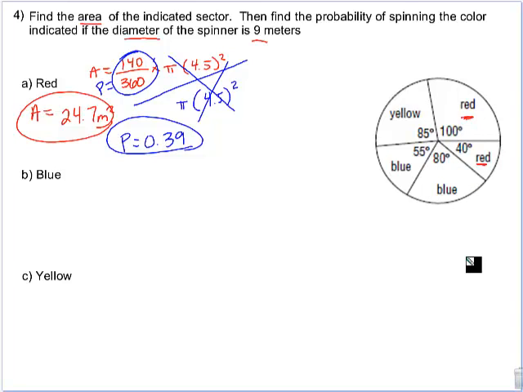Do you want to do blue or yellow? Blue. All right. Blue. So we got 2 sections in blue. So what's our total degrees for blue? 135. All right. So the area would be 135 over what? 360 and then multiplied by?